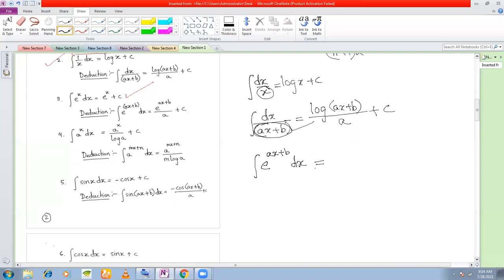So now see here, e to the power of ax plus b. If I want to integrate this, I will use this integral e to the power of x. I will write it as it is, e to the power of ax plus b. But not only that, I will also have to divide this by the derivative of ax plus b, which is simply a, plus c. And now remember, this rule works only for linear polynomials. The power of x is 1.